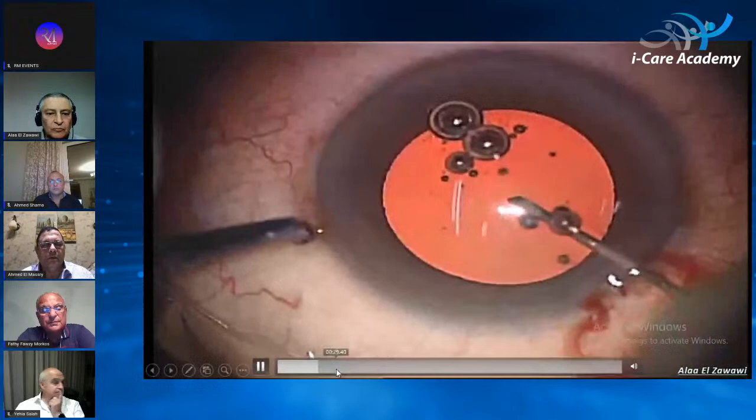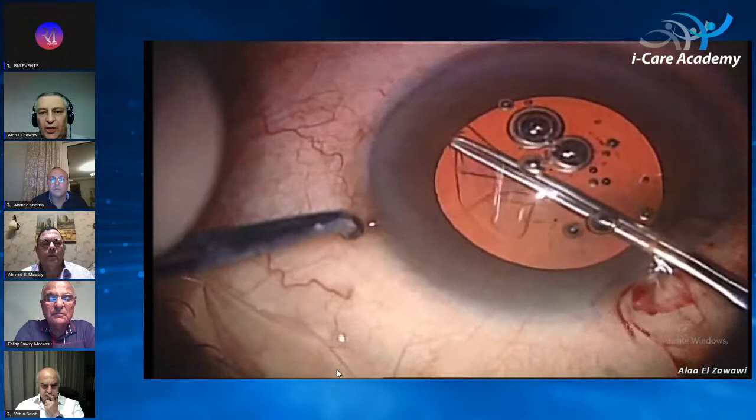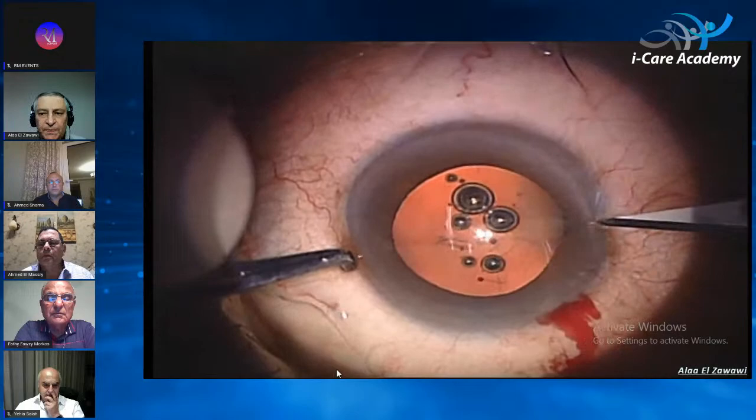The usual red reflex, nothing wrong. As you are seeing, the red reflex is okay, and nothing is wrong in this case. Everything was going okay. I have done the side ports as usual.